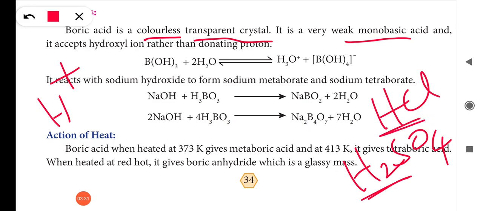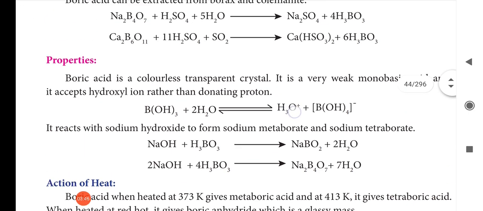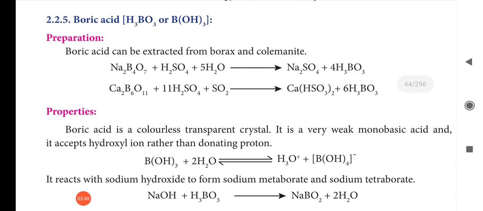Boric acid contains three hydrogens, but it can donate only one hydrogen. That is called the replaceable hydrogen. The molecular formula is H3BO3, so it contains three H plus, three hydrogens, but it can donate only one proton.